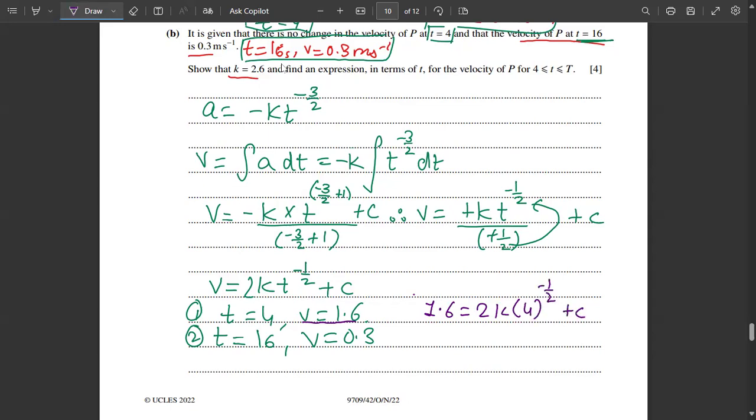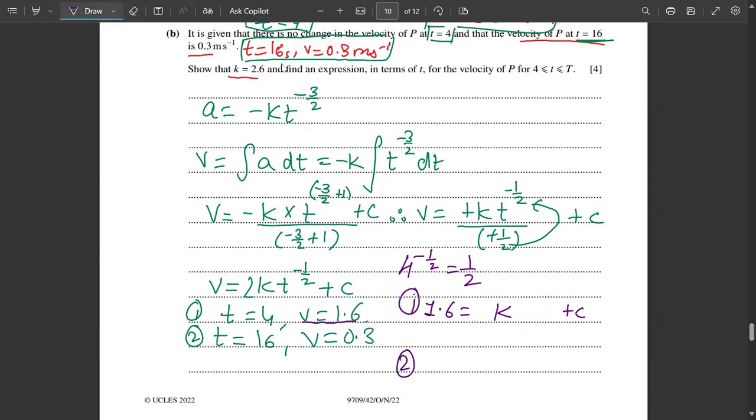Now if I put this in the calculator, 4 raised to minus 1 by 2 is equal to 1 upon 2. So instead of 4 raised to minus 1 by 2, I can write multiplied by 1 by 2. Now this 2 will cancel out to become 1. So this is nothing but k plus c. So 1.6 is equal to k plus c. This is our first equation.